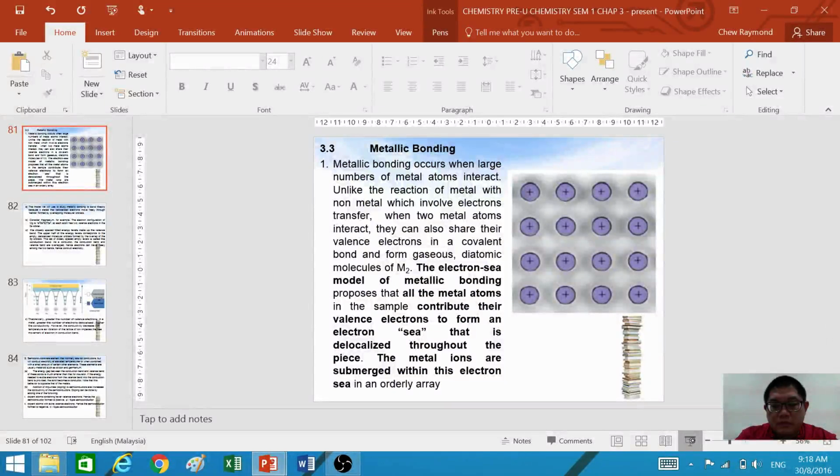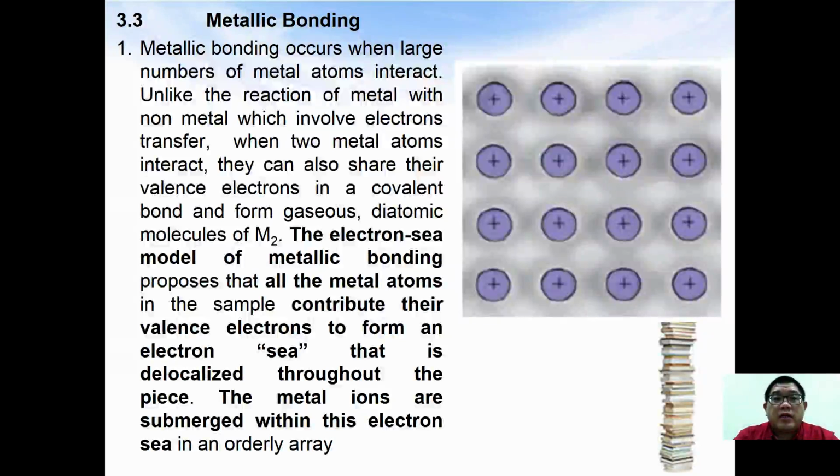Hey guys, this is the third video for part B of chemical bonding, where we are going to continue with metallic bonding. Metallic bonding occurs when a large number of metal atoms interact. Unlike the reaction between a metal and a non-metal, which involves electron transfer, when two metal atoms interact they can also share their valence electrons in a covalent bond and form a gaseous diatomic molecule of M2.